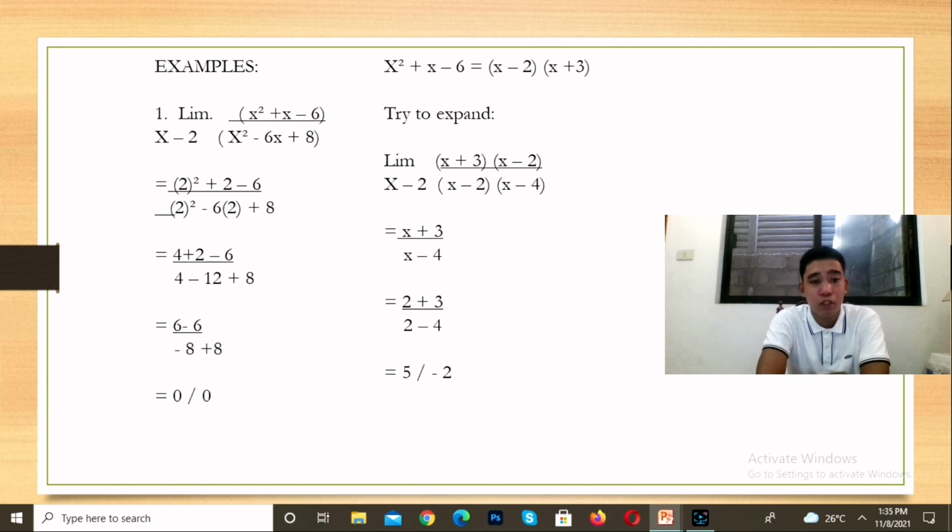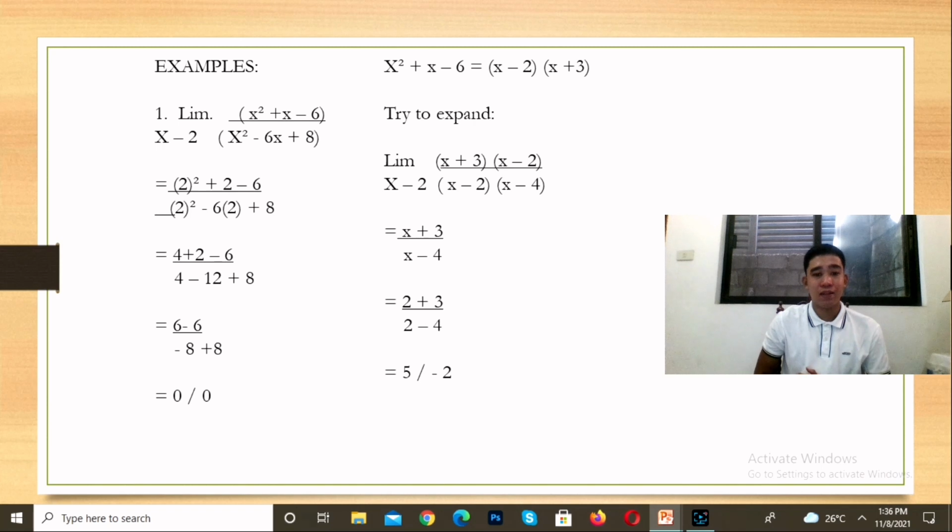Example: the limit of (x squared plus x minus 6) over (x squared minus 6x plus 8), as x approaches 2. Substitute all x as 2. So 2 squared plus 2 minus 6 over 2 squared minus 6 times 2 plus 8. That is 4 plus 2 minus 6 over 4 minus 12 plus 8. It is just substitution: 4 plus 2 is 6, minus 6 equals 0. The denominator, negative 8 plus 8, equals 0.